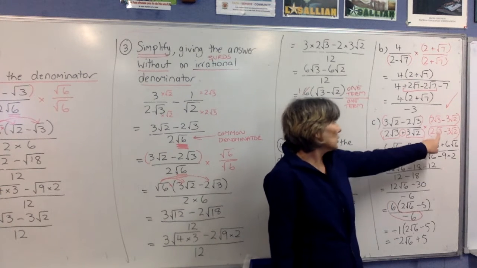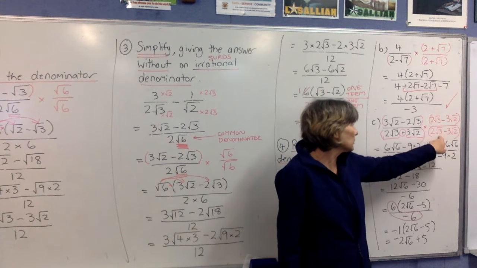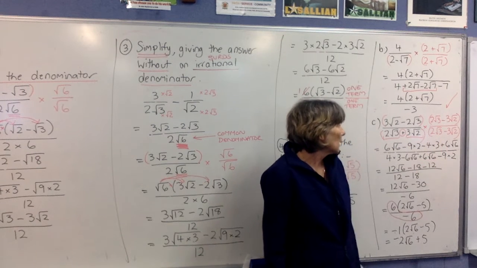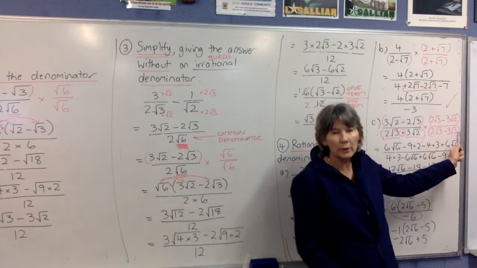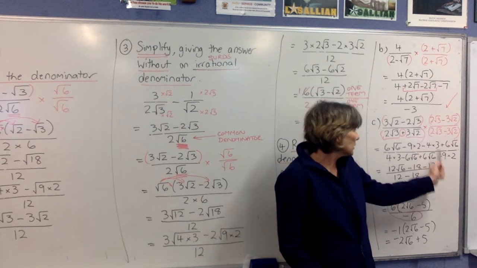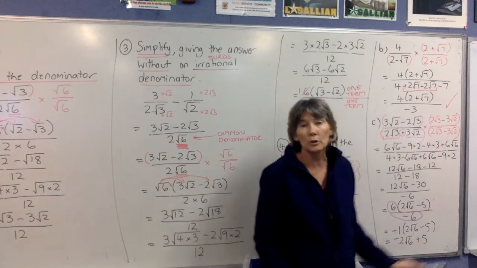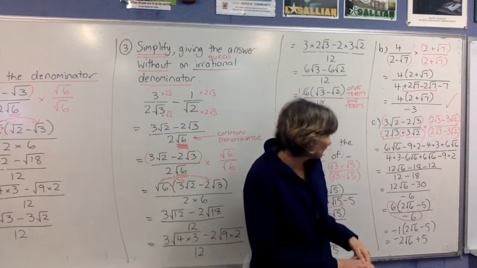Positive 3 root 2 times 2 root 3. 3 2s are 6. Root 2 times root 3 is root 6. And the last part, 3 root 2 times minus 3 root 2 is minus 9. 3 threes are 9. And root 2 times root 2 is 2. We'll do the multiplying for that in a minute.